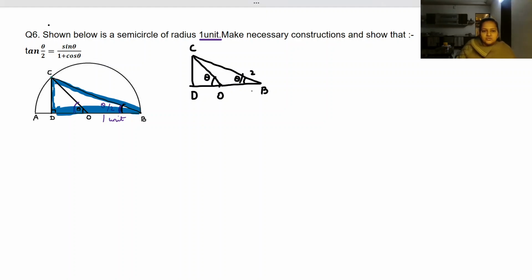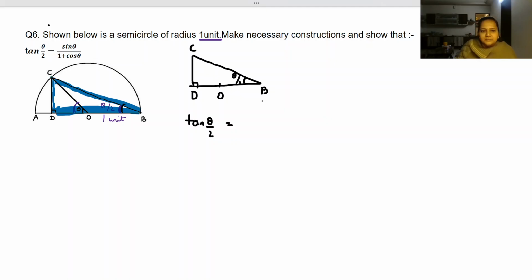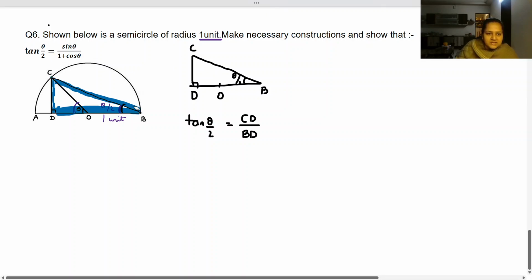So if we want tan theta by 2, we are talking about this angle. For now, let me just get rid of the other part. We have found this angle to be theta by 2. Now, tan of theta by 2 is what? Opposite side CD upon the adjacent side BD. This is tan theta by 2. We also need sine of the angle.